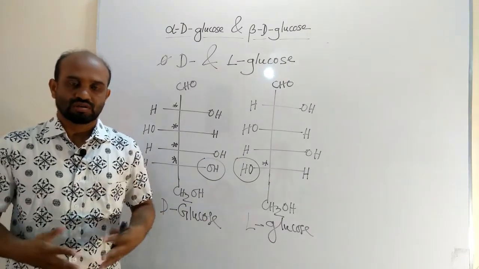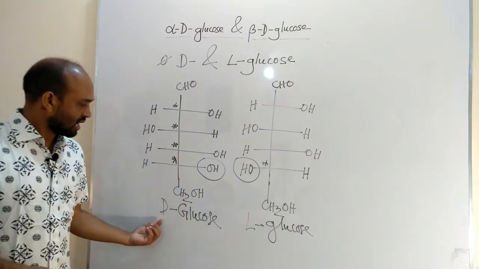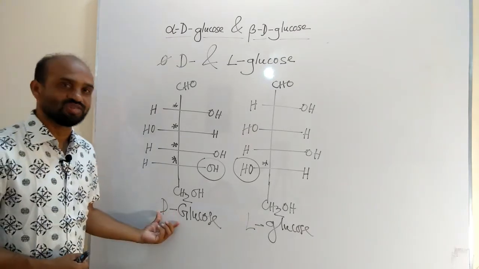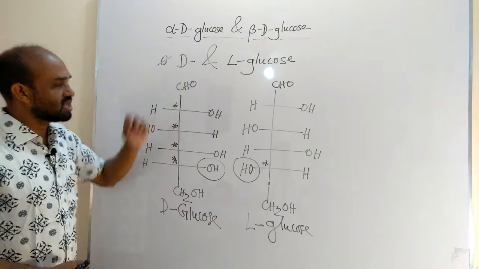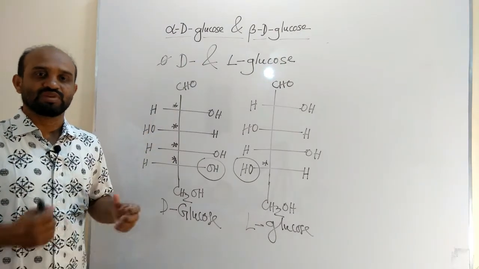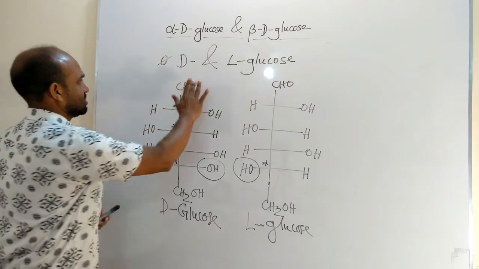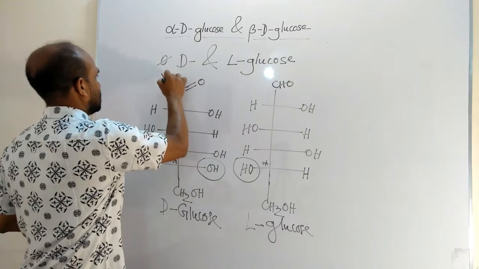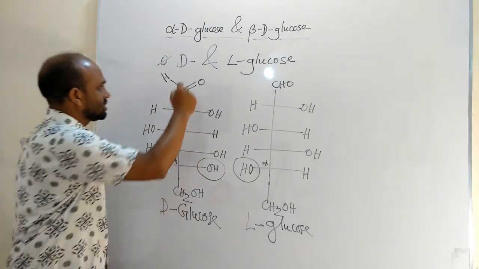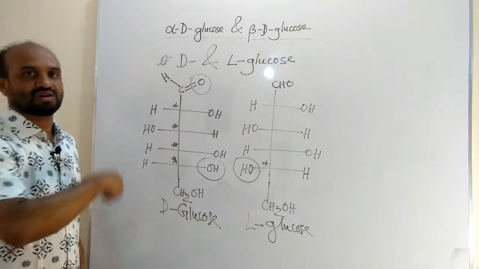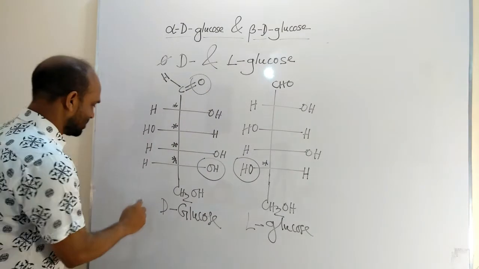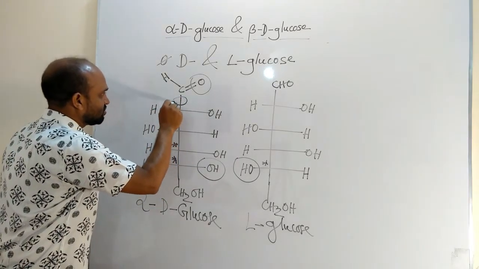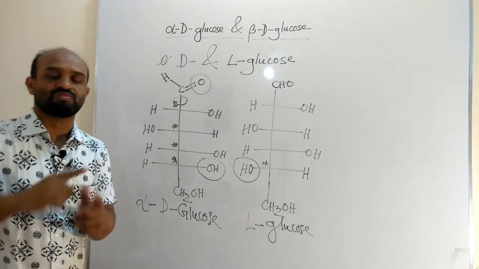Dear students, now we will try to learn alpha D-glucose and beta D-glucose. That means dealing with only D-glucose. This portion, CHO, can be written as a structure formula like this: CHO, O and H. When this oxygen group is on the right side, then it is termed alpha D-glucose, and this single bond can be rotated freely.